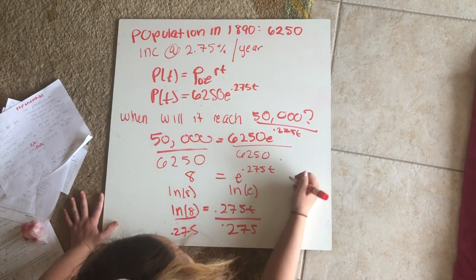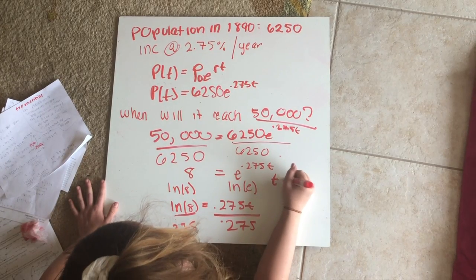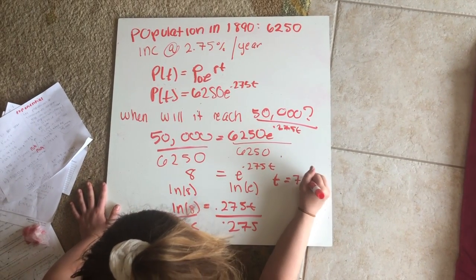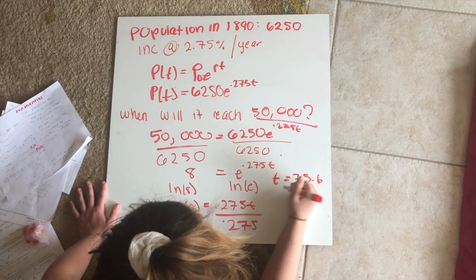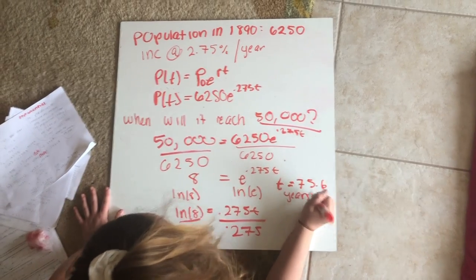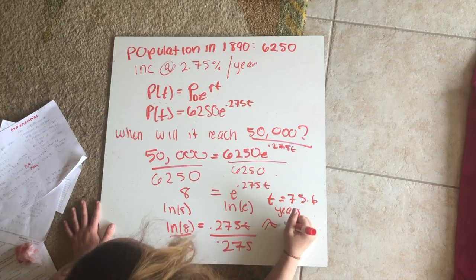So you add 75.6 to the initial year, which is 1890, and this is about 1965, towards the beginning of 1967.